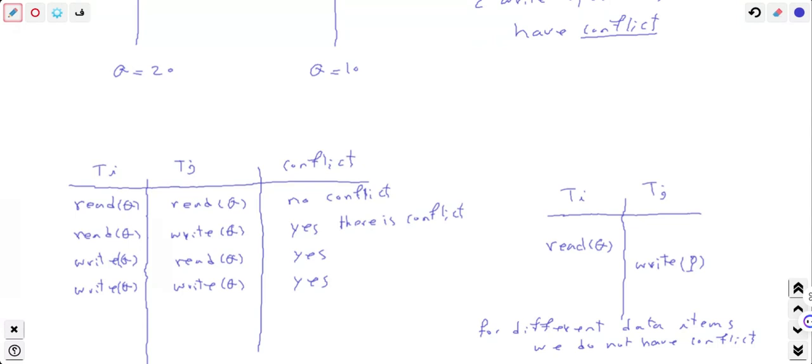Yes, and this occurs when data items are the same, and at least one of the operations is a write. If data items are different, we do not have conflict. If data items are the same, but both operations are reads, again, we do not have conflict. But if data items are the same and one of the operations is a write, then we have conflict, as you see. Okay.